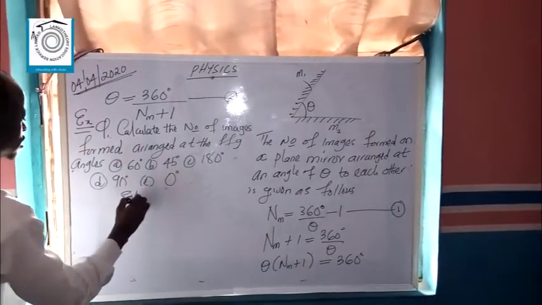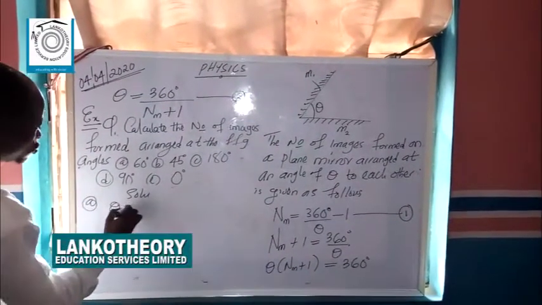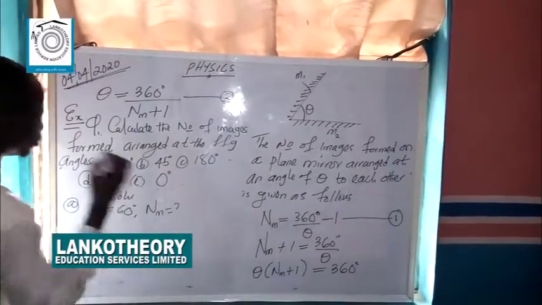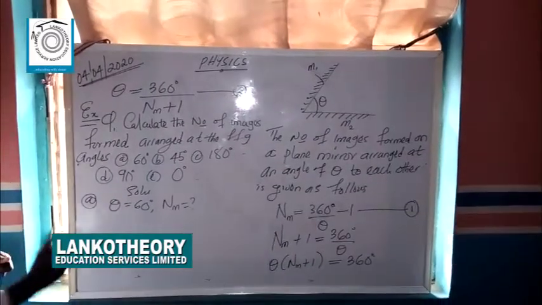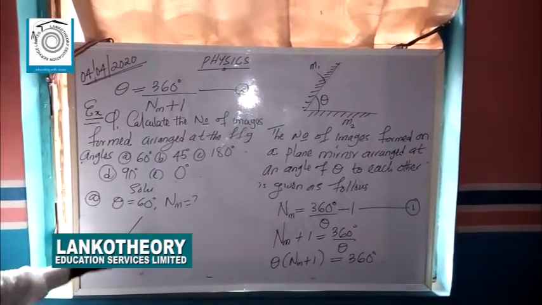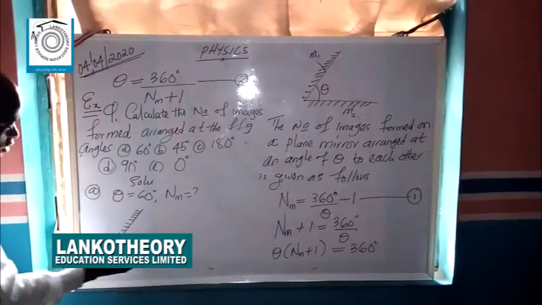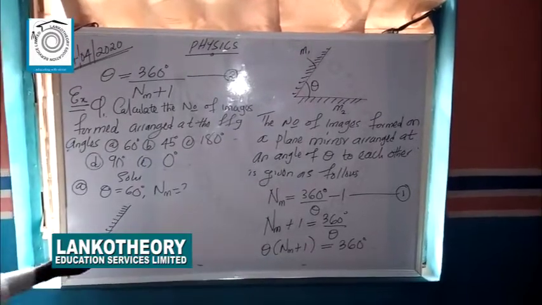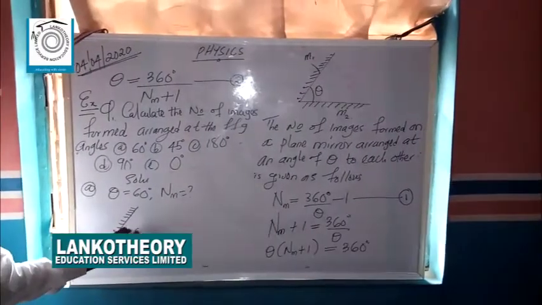Suppose we are interested in the first one, A. The theta is given to be 60 degrees, but we are looking for the number of images formed on a plane mirror. One of the first things you can do is draw the mirrors, sketching as much as possible. Let me call the first mirror M1. I draw another mirror and represent it as M2, the second mirror. The angle between the two mirrors is given to be 60 degrees, which is theta equal to 60 degrees.